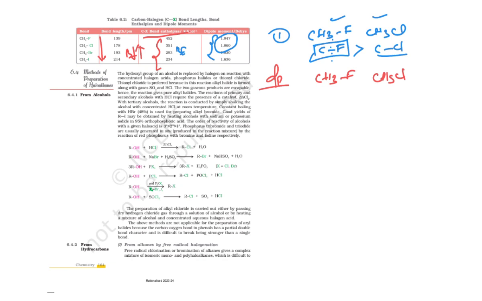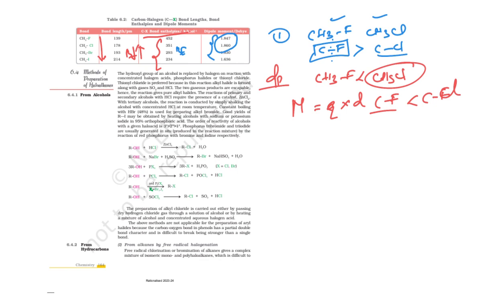You know very well, the dipole moment is nothing but charge and distance, right? The charge we can say Q, right? So in this case, the charge and the distance are more in the case of C-Cl compared to C-F. That is the reason why the dipole moment is more in CH3Cl compared to your CH3F, right? Next we go for the preparation. The first preparation we can start.